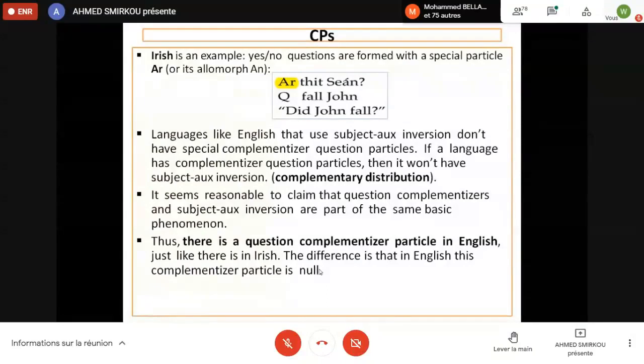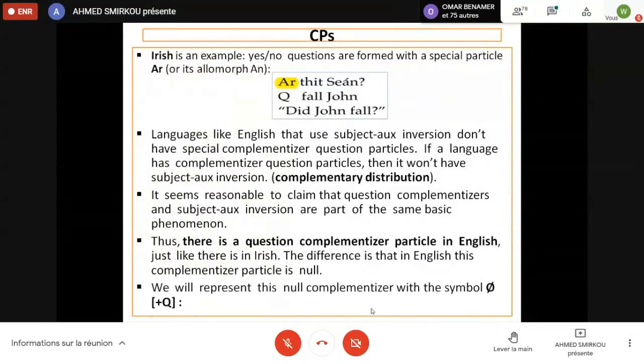But in English, we have shown that there is a complementizer in yes or no questions, but it is not realized. We don't write it. We don't find it. Okay, it is null. We know that it is there, but it is not realized. But in Irish, it is realized. So we have to represent this by that null symbol. We will represent this null complementizer with the symbol null plus Q, plus question, which means that there is a complementizer which is null in questions.